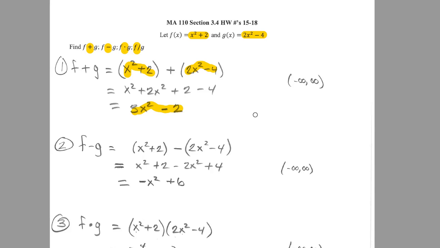I also like to talk about the domain of this function. So the domain of f plus g, 3x squared minus 2, is all real numbers, negative infinity to positive infinity.